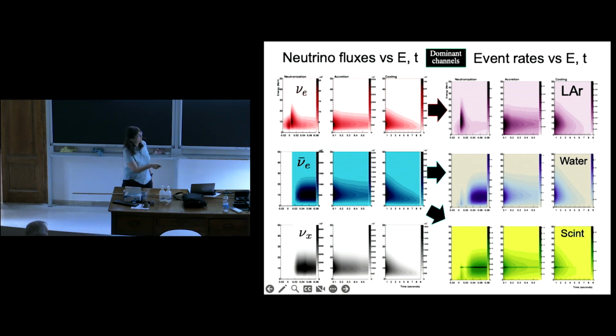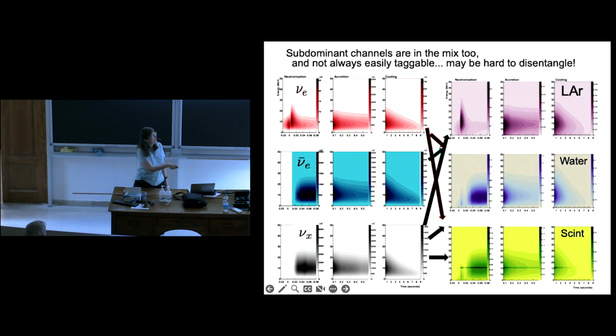And so this is for liquid argon, and it tracks the nu e's reasonably well. For water, it tracks the nu e bars. Scintillator also tracks the nu e bars, but you can see there's other stuff going on here. There are actually other channels that are present. For example, there are neutral current channels in scintillator that are making this 15 MeV line here. And so you get different contributions to the scintillator channel, even though it's dominantly inverse beta decay. Water is dominantly inverse beta decay, liquid argon is dominantly nu e charged current.